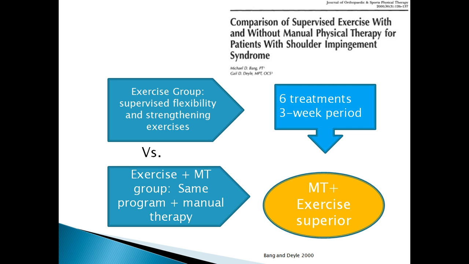Each group received 6 treatments over a 3-week period. The outcomes were strength, pain, and function at baseline, at the end of the 6th visit, and then 2 months after the initiation of treatment. The results showed significant improvements in both groups. However, the manual therapy plus exercise group demonstrated even more significant gains. In conclusion, the authors found that manual therapy plus exercise was better than exercise alone for increasing strength, decreasing pain, and improving function.